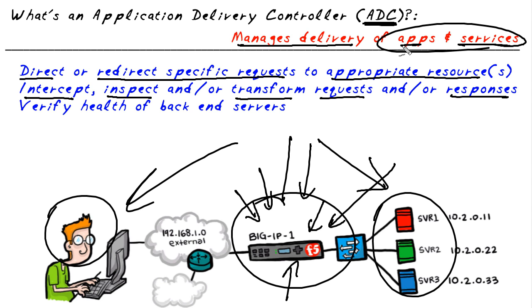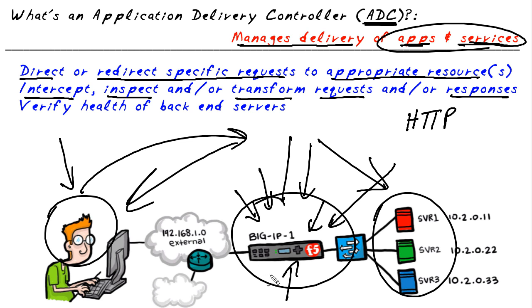Now, when we talk about applications and services, let's think together about some of the top applications that are used on the internet today. Very likely one of the top applications is going to be HTTP. So in the case of the user trying to access some resource, this application delivery controller, based on the type of client that's coming in or the language specified, and virtually anything else regarding that request that's being made can be looked at, analyzed, and then directed to the most appropriate resource on our back end to fulfill that user's request.